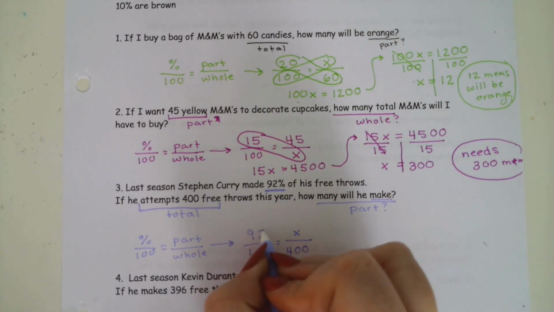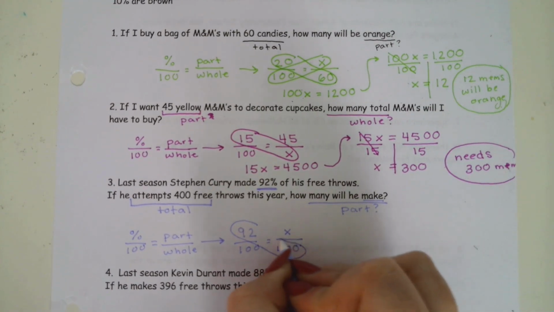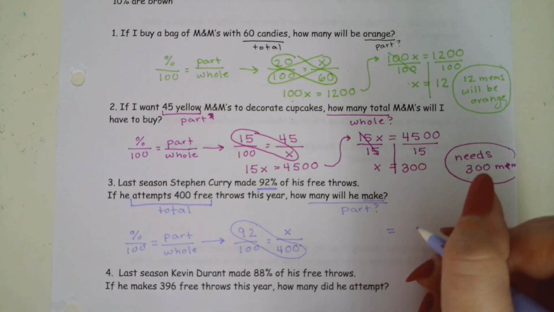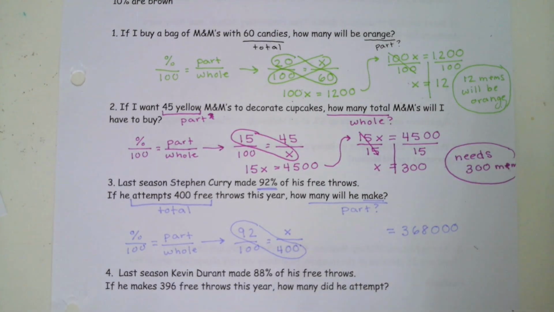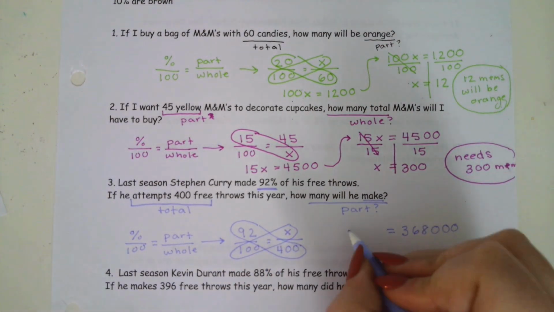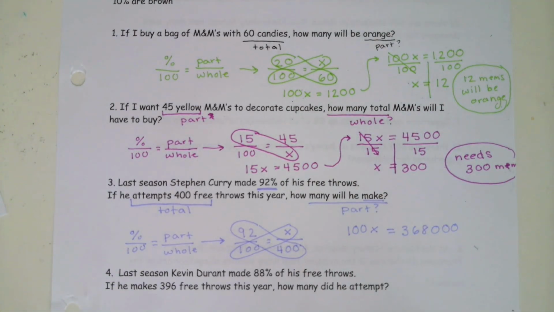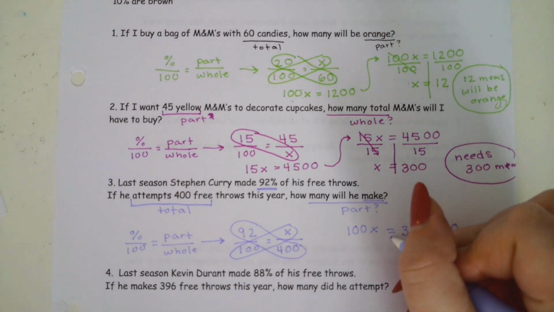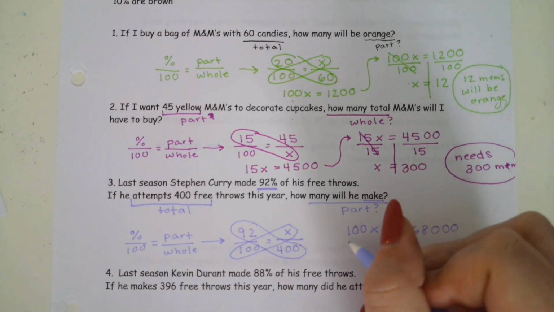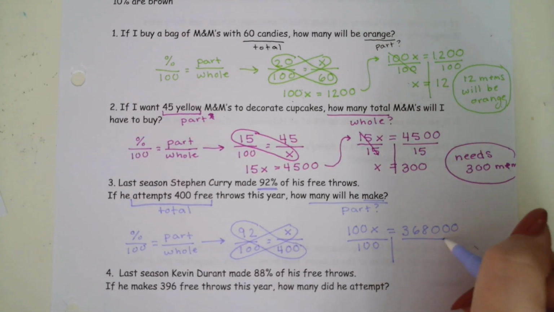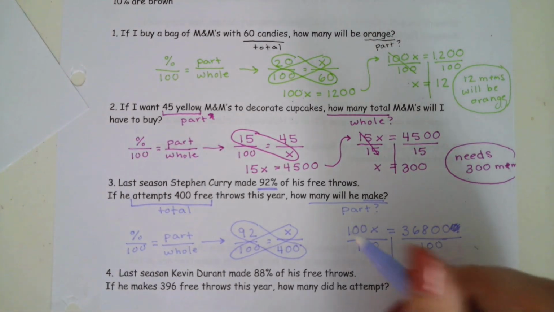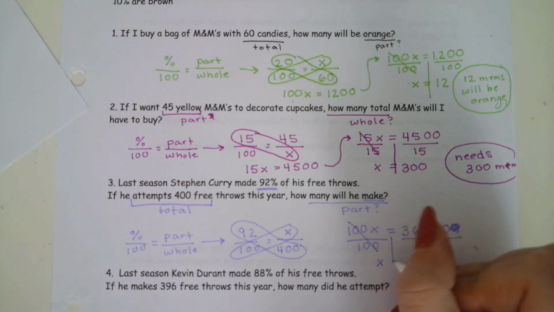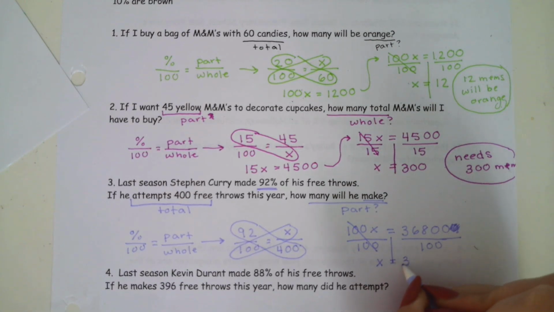So now we can go ahead and cross multiply. So 92 times 400. I'm just going to do it over here. That'll give me 36,800. And then we'll do x times 100, and that just gives me 100x. Okay? So now I'm going to go ahead and solve for the x. So 100 times x means I need to divide by 100 on both sides. Ooh, that's a lot. Did I put too many zeros on here? It's not that. It's 36,800. There we go. All right, so I divide by 100 on both sides. I just get x equals 368.